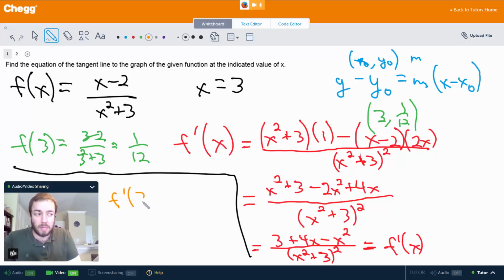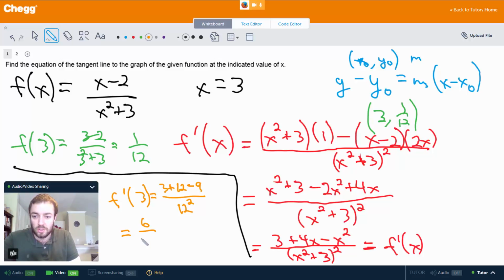So we're going to get f prime of 3 equals, using our formula now, we have 3 plus 4 times 3. 4 times 3 is 12. Minus 3 squared. 3 squared is 9. All divided by 3 squared plus 3, and then that whole thing squared. So 3 squared is 9. 9 plus 3 is 12. So on the bottom, we're going to have 12 squared. Okay, and then 12 plus 3 is 15. 15 minus 9 is 6.